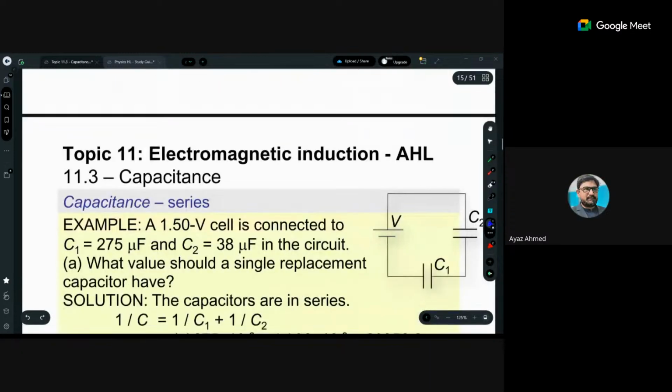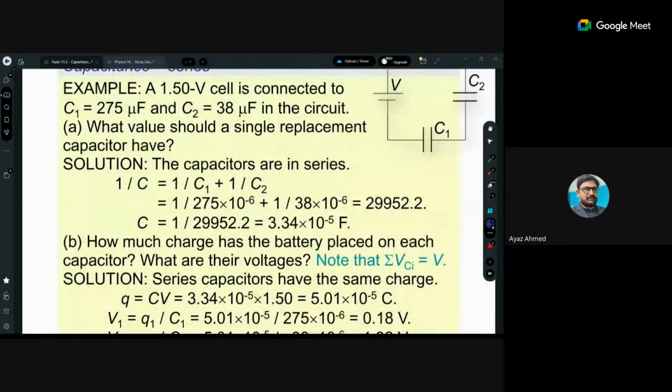Okay, so here is an example. The same question goes on, when we are going to have a capacitance of 275 and a voltage of 150, what would be the charge stored on that? So we just calculated the equivalent capacitance. Wherever you do, just find the equivalent capacitance. When you reach this stage, this is very important: if you follow this method, just take the reciprocal. So your final answer is 3.34 into 10 to the power minus 5.